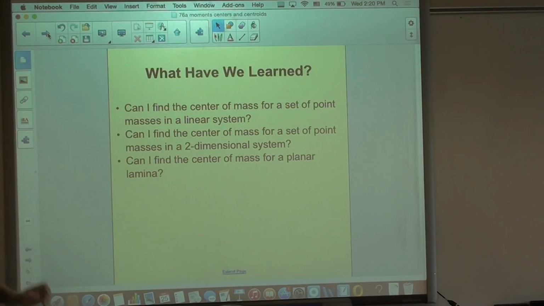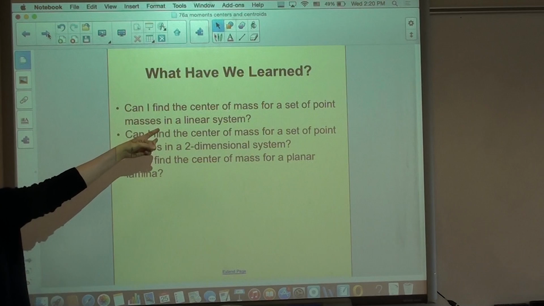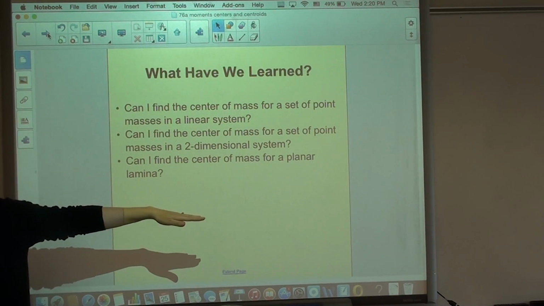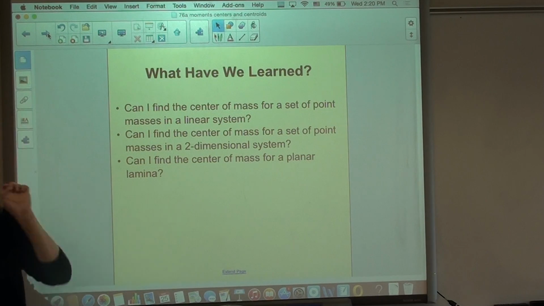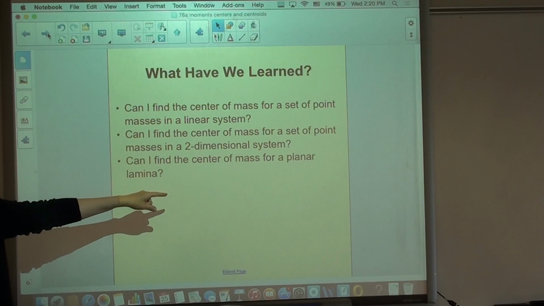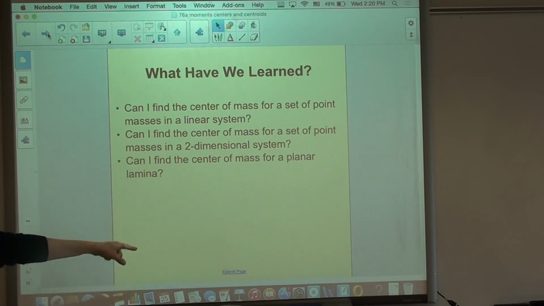All right, so what have we learned? Now don't worry, if you're thinking we haven't done enough practice, I've got lots of good practice for you. So, really quickly, can you find the center of mass for a set of point masses on a linear system? What about on a two-dimensional system? Okay, how about for a planar lamina? Yes, eventually with some practice.